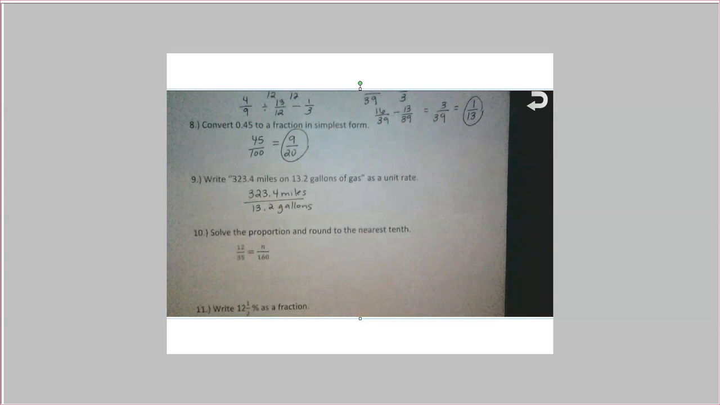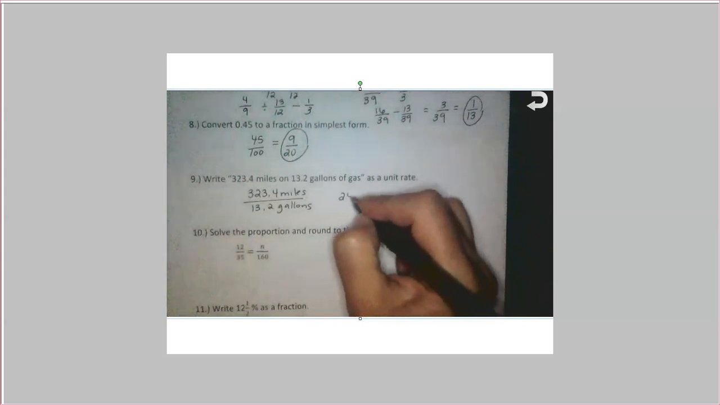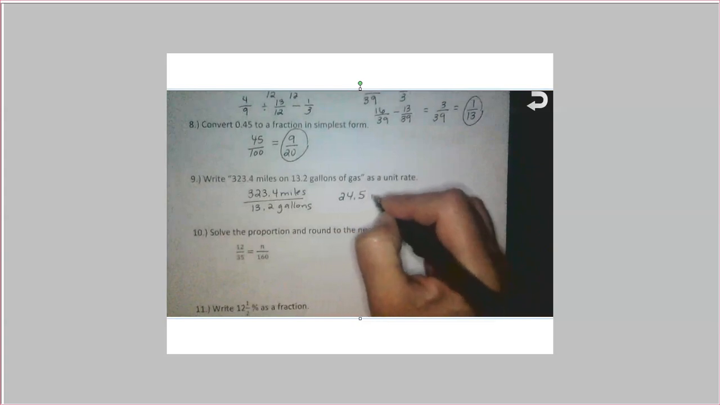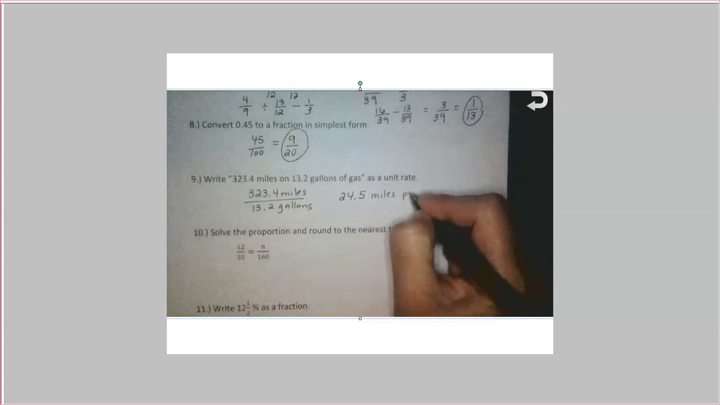323.4 divided by 13.2 is equivalent to 24.5 miles per gallon. Okay. That's how far that vehicle can travel on 1 gallon of gas. That's the unit rate. Number 10 asks me to solve the proportion and round my answer to the nearest tenth.